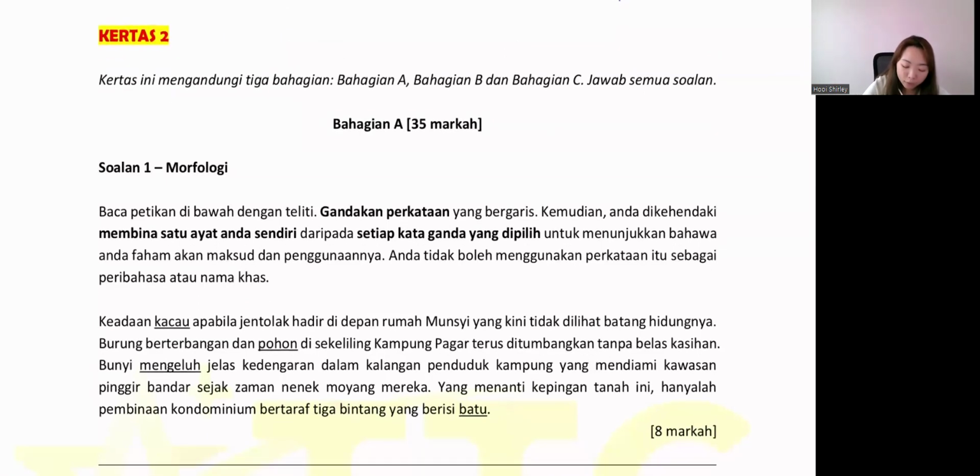Okay. Morphology, what they ask you to do for this question, they ask you to gandakan perkataan. They never ask you to find out the jenis kata. They already underline the words for you, but they want you to gandakan. It means that they want you to make it as a kata ganda. Then what is the characteristic of the kata ganda? You will need to include a dash in between, the tanda sempang. So remember, there will be a tanda sempang here. So you just need to make it like kacau become kacau-bilau.